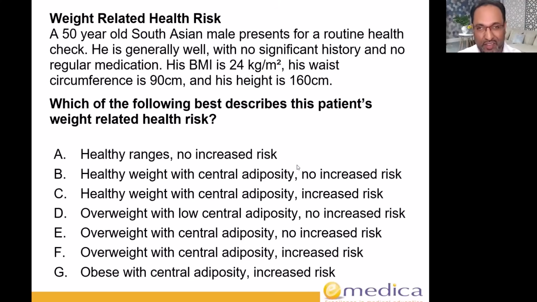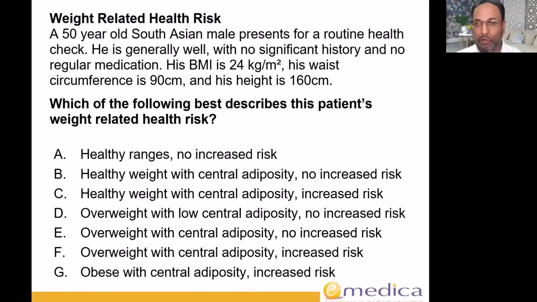So two really important things here. The first is that this patient is of South Asian heritage. Okay. Now you see the body mass index of 24, in and of itself, if the patient wasn't South Asian, then this wouldn't be something that we'd be worried about. It's still within the healthy range, isn't it?